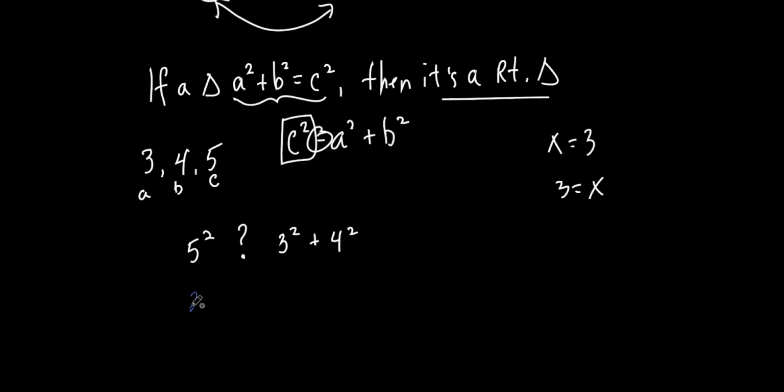So 5 squared is 25. 3 squared is 9, plus 4 squared is 16. 9 plus 16, 25. Now, compare them. What is 25 compared to 25? They're equal. So if they're equal to each other, according to our theorem, then it's a right triangle. So that's how I know if it's a right triangle or not. Does that make sense? So if I take the two smaller ones, square them, add them up, if it equals the biggest one squared, then it's a right triangle.